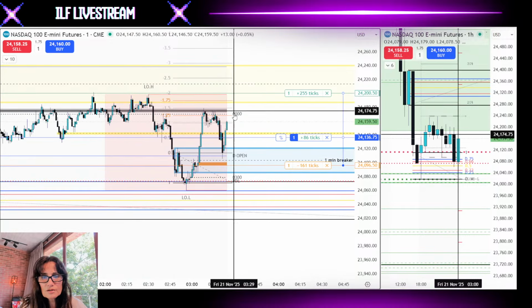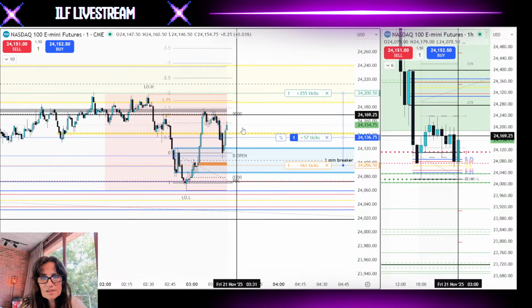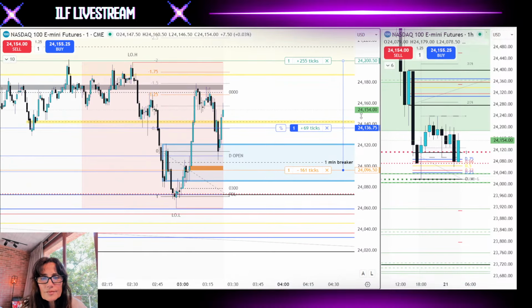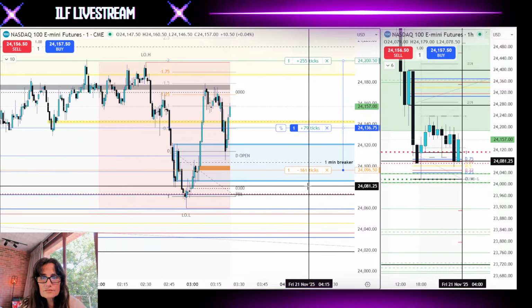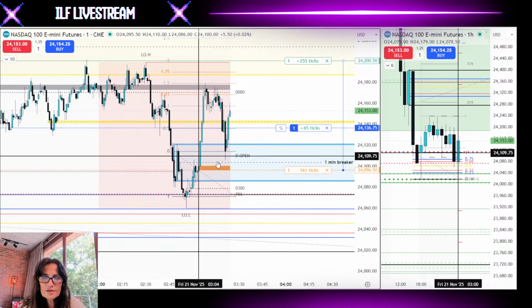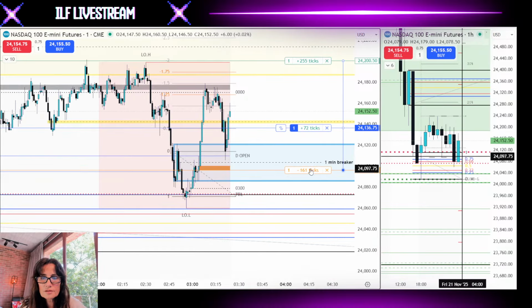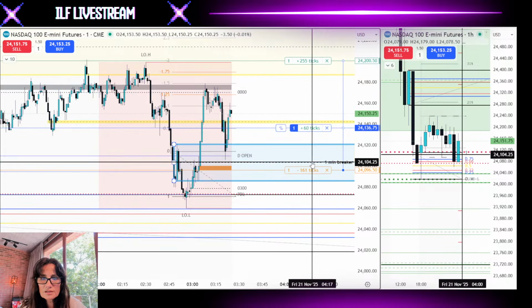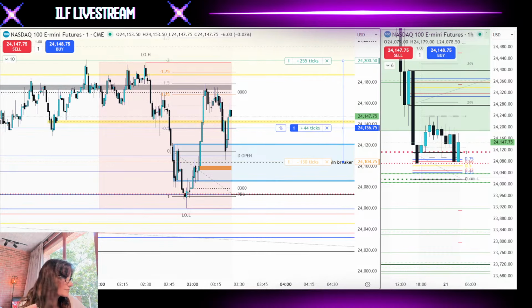Retest. I think we're gonna break the midnight and this because we went here. Well, let's see. I want to see it tap. See, it's so wicky. 324 to this fair value gap here. Daily open. It shouldn't go lower. Anything is possible today, right? This is not on my account. This is just a paper trade.